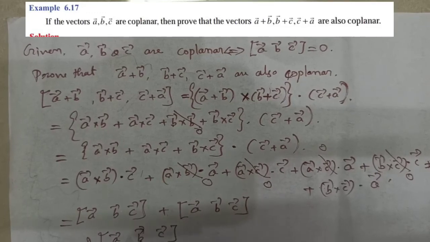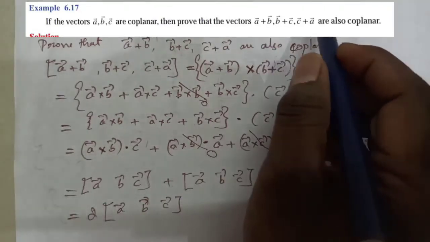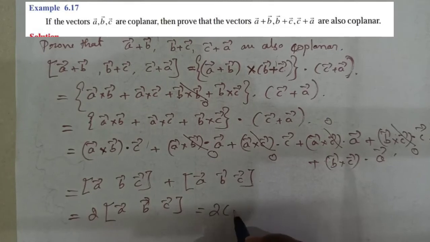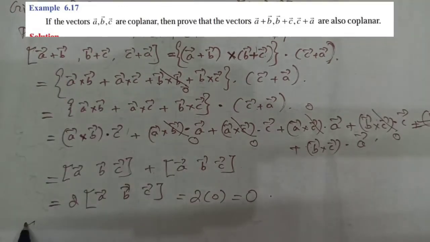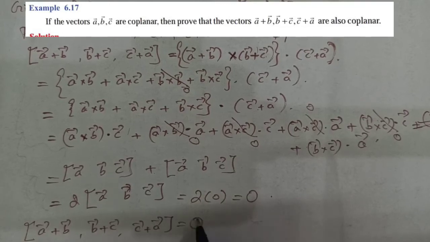Okay, 2 into, we already know the result: the box product of A vector, B vector, C vector is 0, so 2 into 0 becomes 0. Okay, finally we have proved the box product of A vector plus B vector, B vector plus C vector, and C vector plus A vector equal to 0.